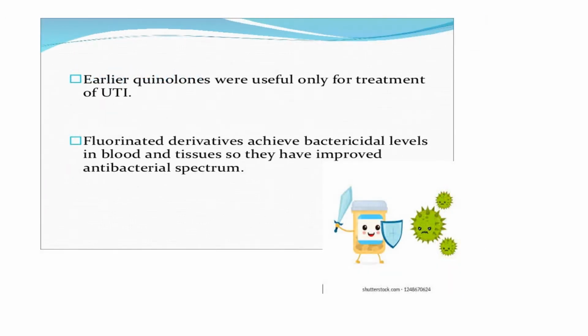After the discovery of quinolones, it was found that they were very useful in the treatment of UTI, that is urinary tract infections. Later on, the fluorinated derivatives, that are fluoroquinolones, were also very active bactericidal agents, and they were found to have concentrated levels in blood and tissues, which improved their antibacterial spectrum. So, when you speak about the spectrum of bacteria here, they are more active against gram-negative bacteria.